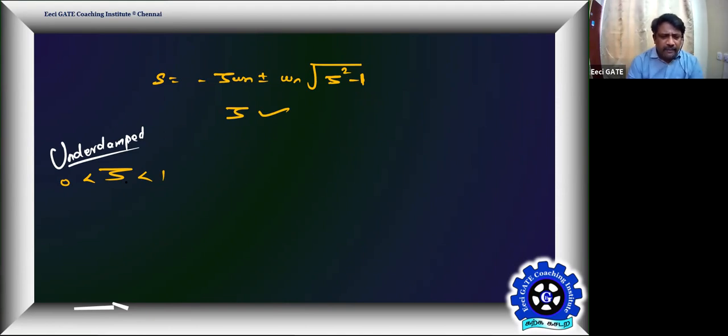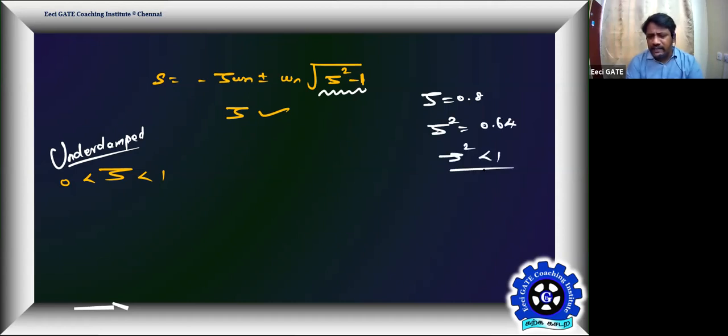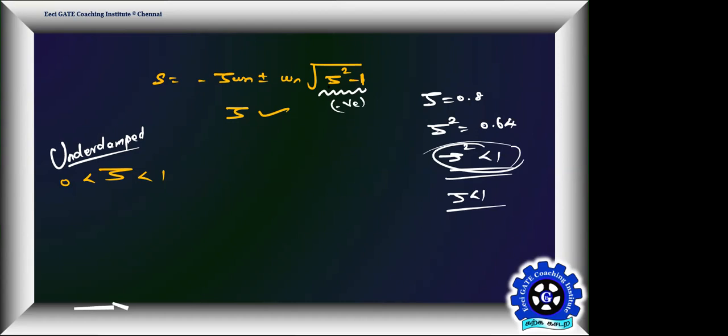If damping is between 0 and 1, what will happen to this factor, zeta square minus 1? If zeta is fractional, that is less than 1, what about zeta square? For example, zeta equal to 0.8. Zeta square is going to become 0.64, correct? That means zeta square is always going to be less than 1. When zeta is less than 1, zeta square is also less than 1. If that is the case, this factor is going to be negative. Getting everyone? If that is the case, you need to pull that minus 1 out.